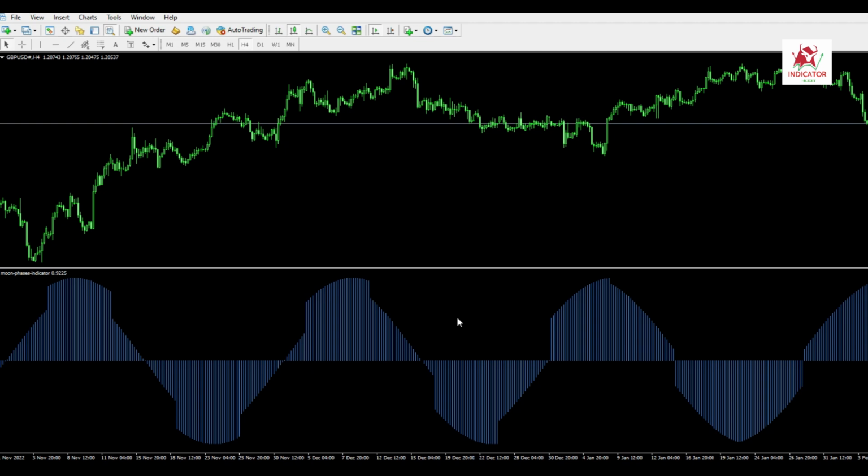What is the moon phases indicator? The strategy behind using the moon phases indicator is to predict market movements based on the gravitational pull of the moon on Earth. It is believed that the moon has a significant influence on the tides, which in turn can affect the movement of currency pairs.